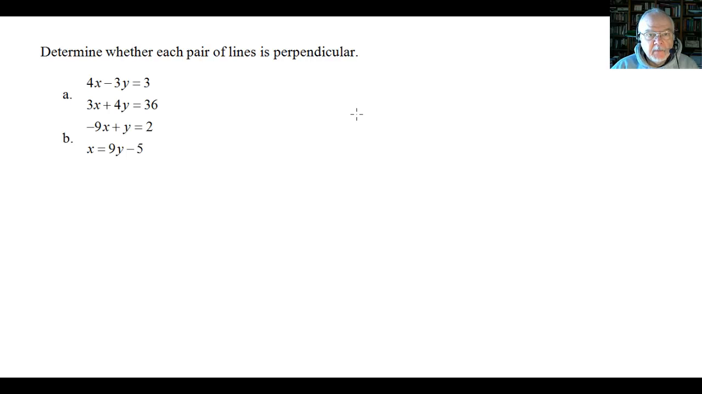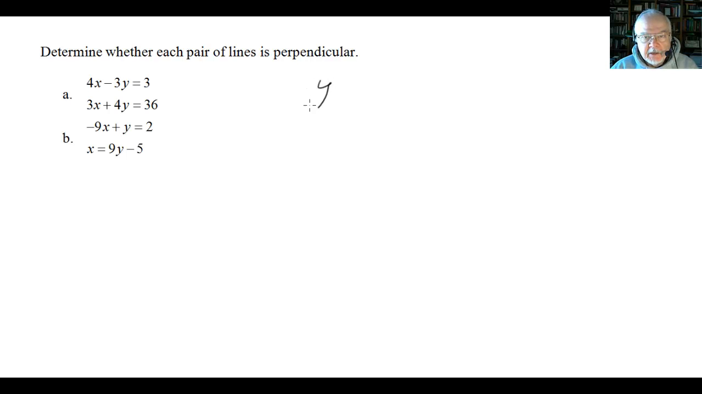Okay, let's solve this problem. It says determine whether each pair of lines is perpendicular. So we actually have two problems, part A and part B. And of course the trick is we need to find the slopes, compare the slopes, and if the slopes are negative reciprocals, or if we multiply the slopes together and get -1, then we know that these two lines are perpendicular. If neither of these conditions is met, then they're not perpendicular.